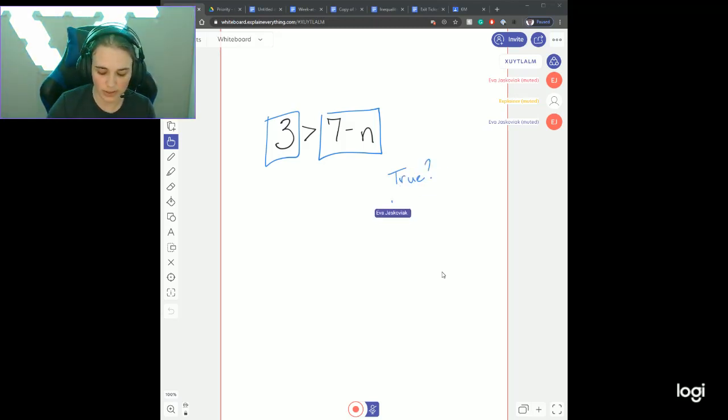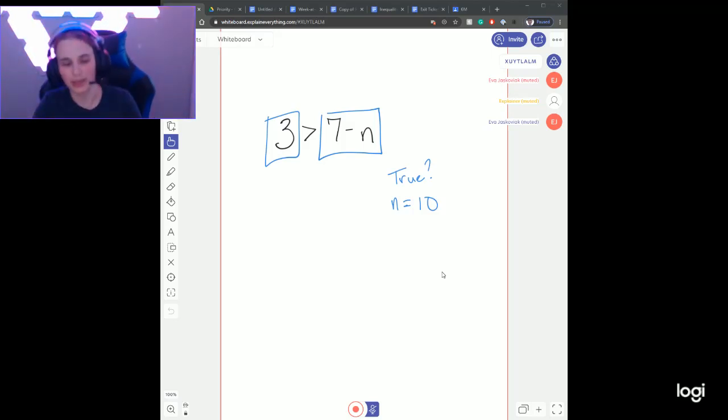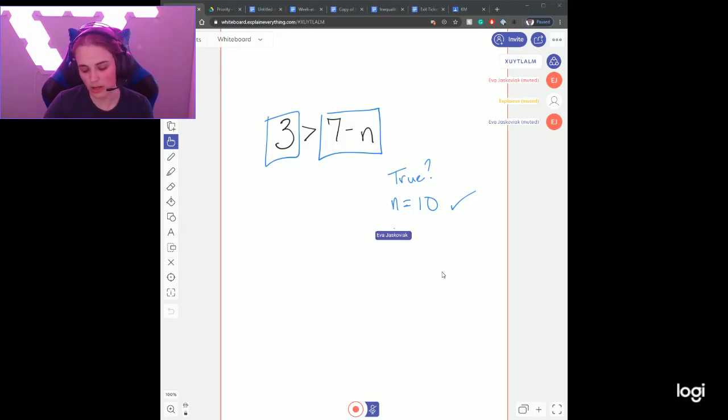What if n was 10? I like the number 10. If n is equal to 10, that means we have 7 minus 10, which you heard in 2nd grade is impossible. You can't possibly do it. And you heard in 6th grade actually would just give you a negative number. And negative numbers are always going to be smaller than positive numbers. So if n was equal to 10, yeah, that would work. That would be true.